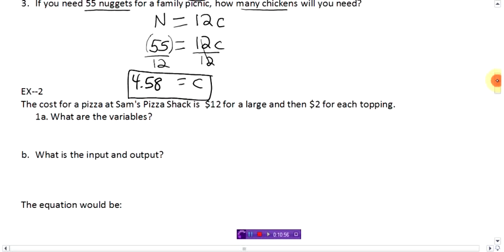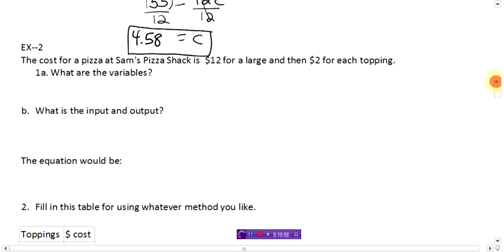Okay, here's the next question. Enough of the chickens and the nuggets. Let's talk about pizza. Let's say the cost for a pizza at Sam's Pizza Shack is $12 for a large, and then they charge $2 for each additional topping.